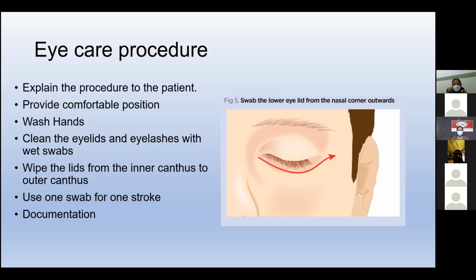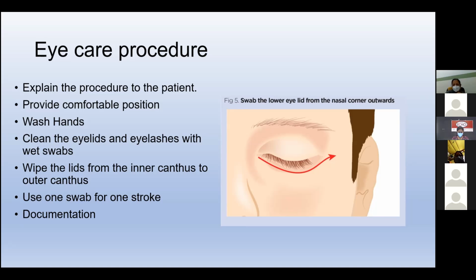And the documentation part. Again, in the eyelids also, eyelashes also, many of the time there is dandruff. So we need to observe the condition also. If they have any sty or any other infection, we need to look for it, observe it.